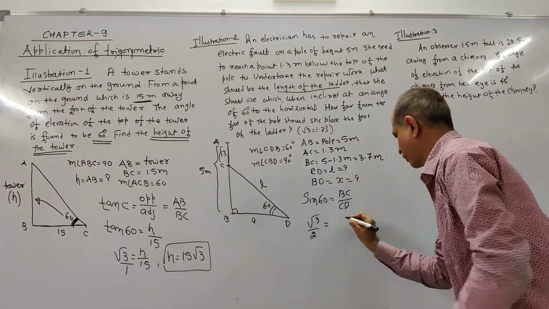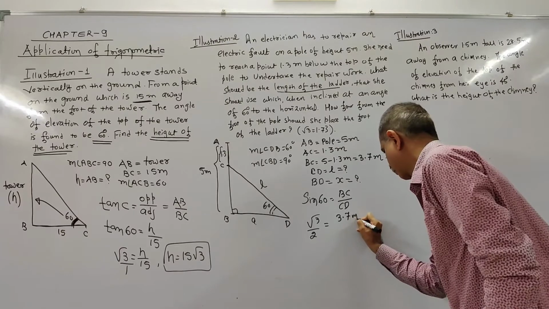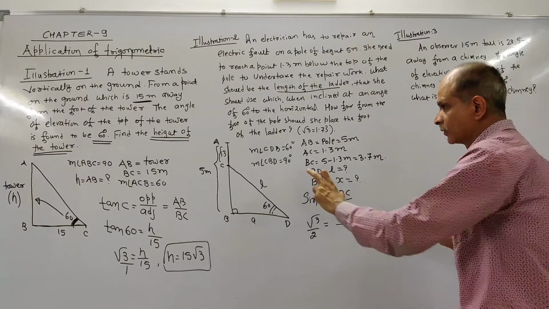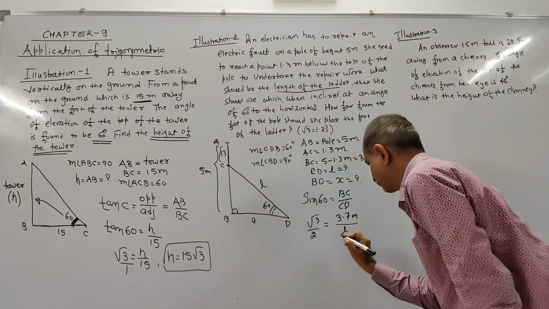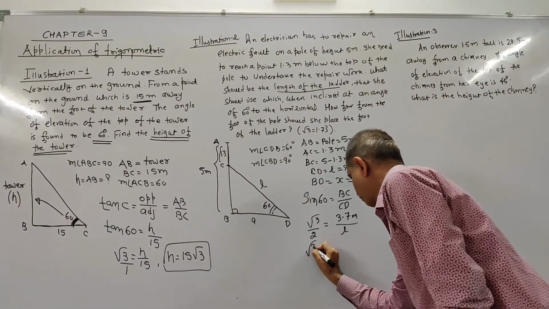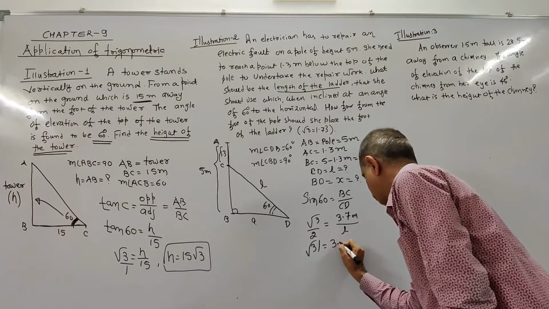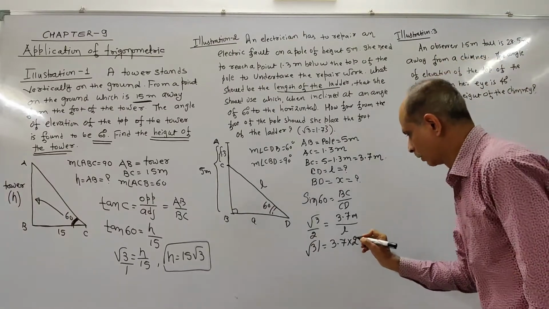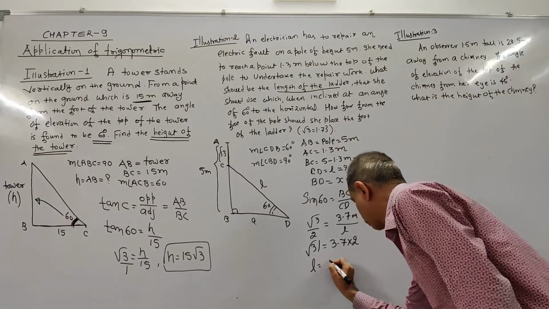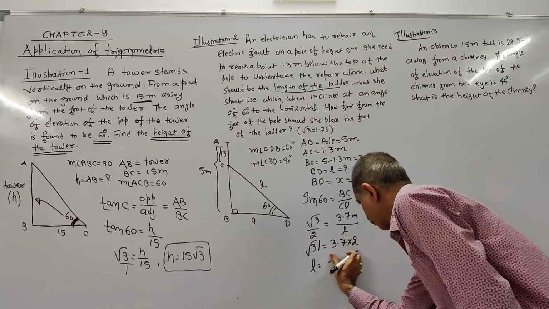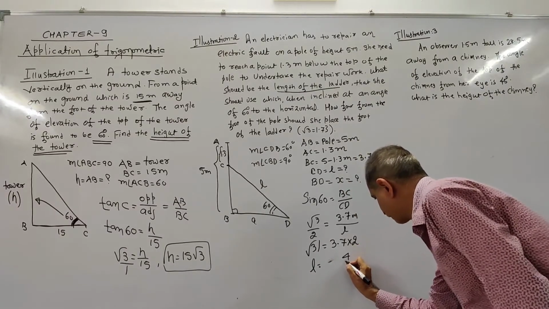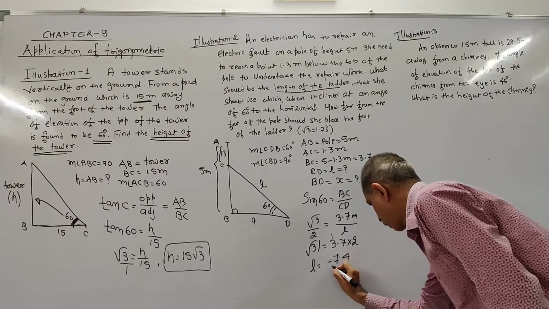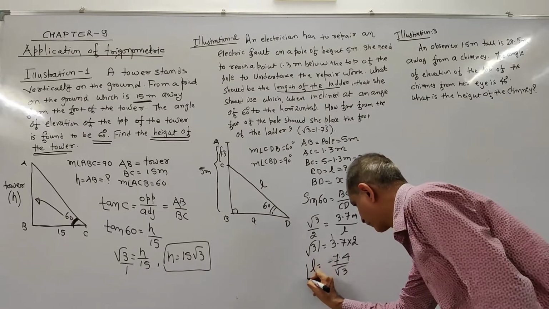BC means 3.7 upon CD. CD is what you have to find out, that is L. So root 3 L is equal to 3.7 into 2. So here you can write L is equal to 7 2s are 14, 1 3 2s are 7, 7.4 upon root 3.